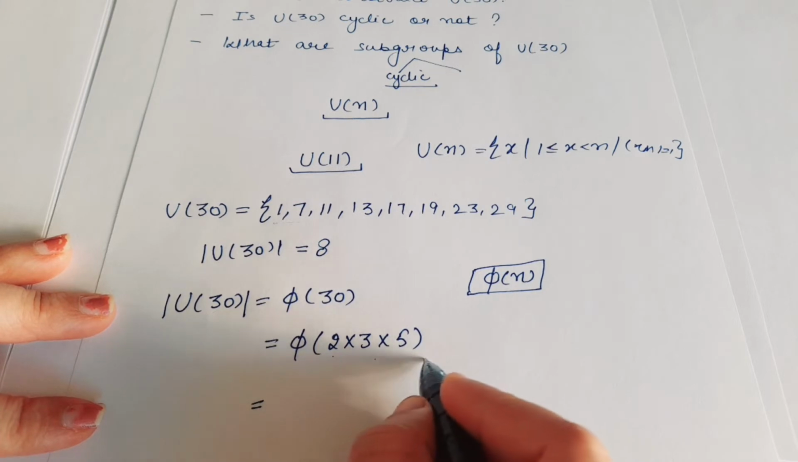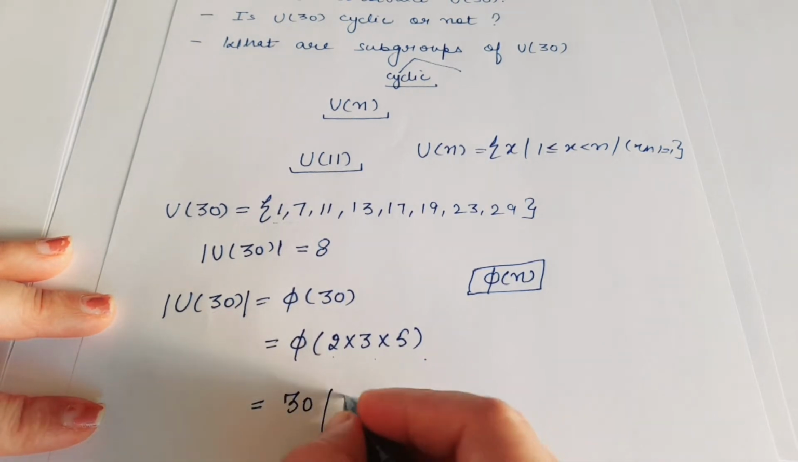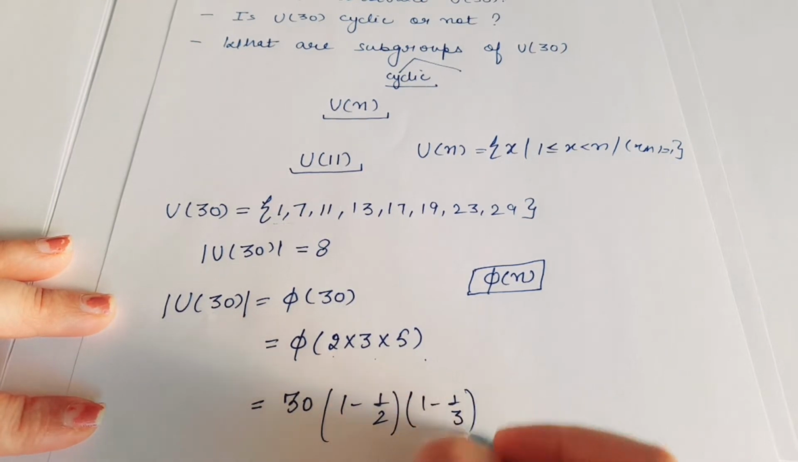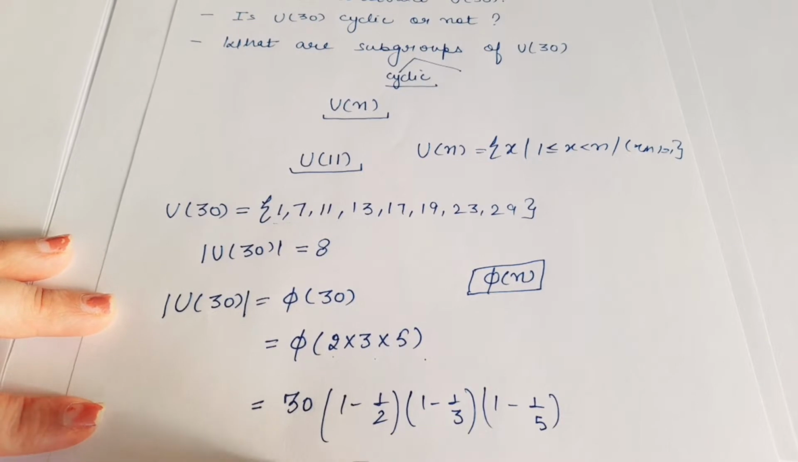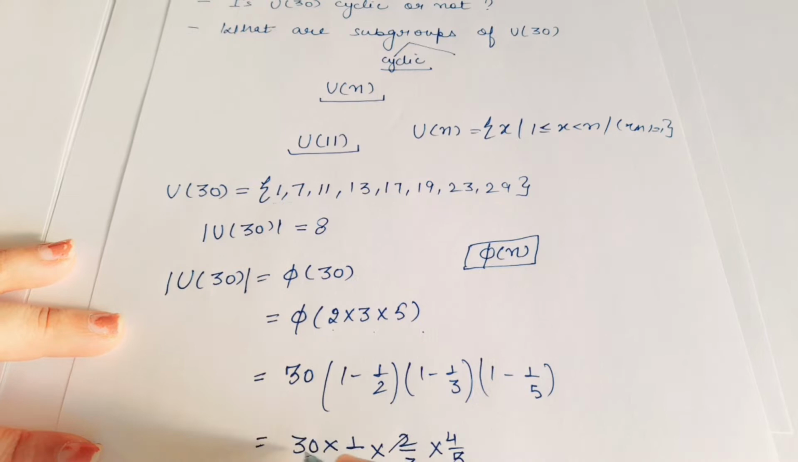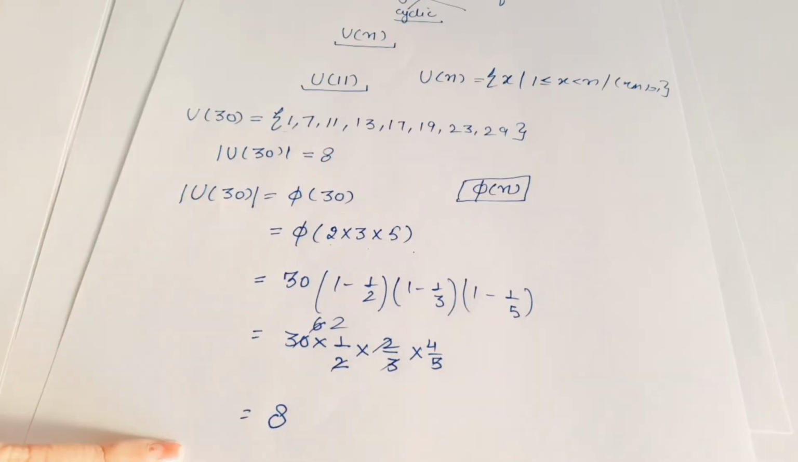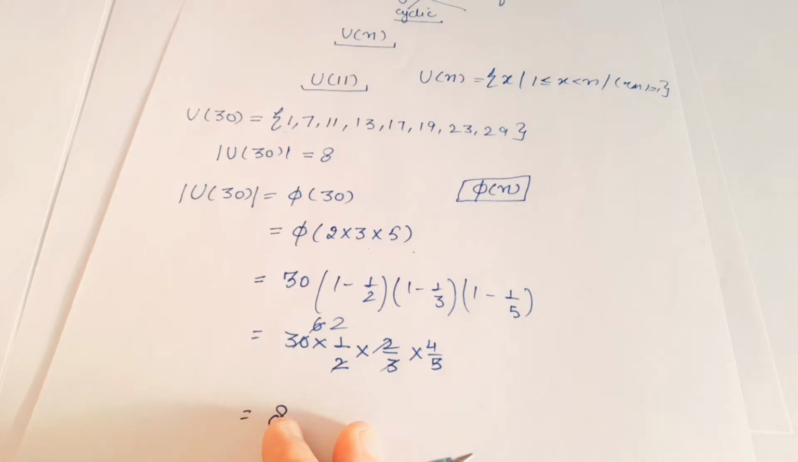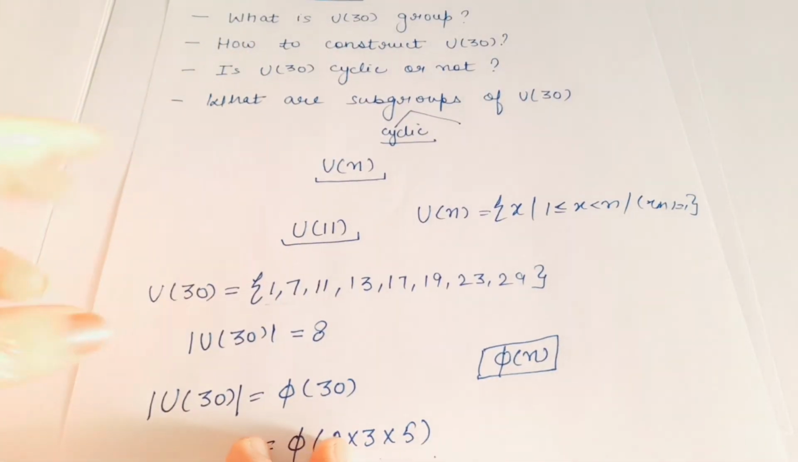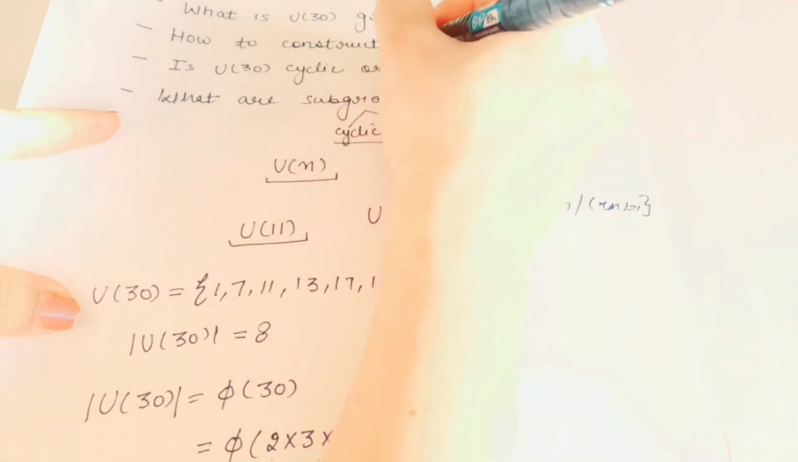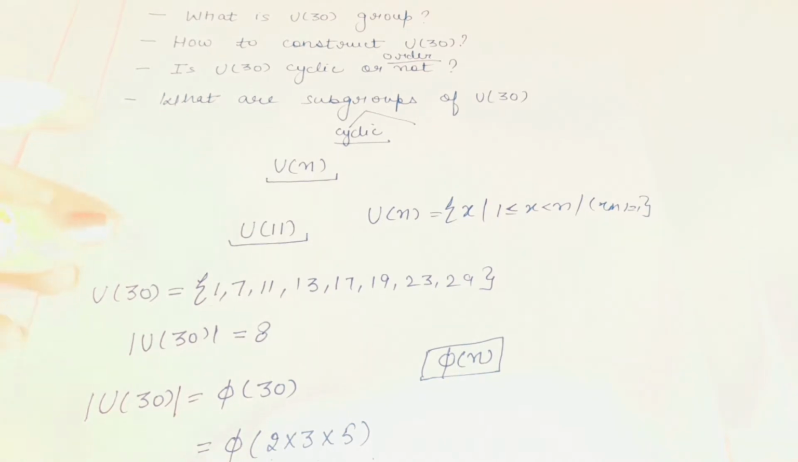This is p, q, r. We write n here, 30, times 1 minus 1 by 2, times 1 minus 1 by 3, times 1 minus 1 by 5. When you solve it, 30 into 1 by 2 into 2 by 3 into 4 by 5, and you will get 8. So by this method also you can find U30's order. The order of U30 is 8. Now you know what the U30 group is, how we can construct it, and what its order is.